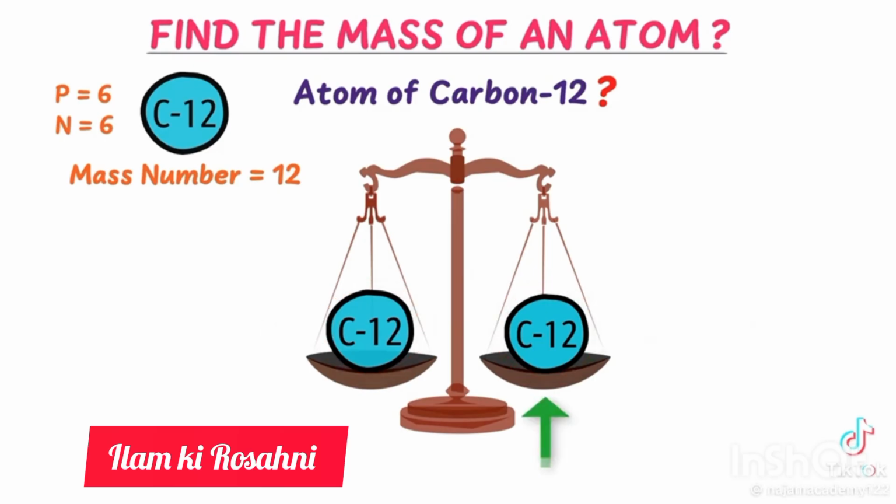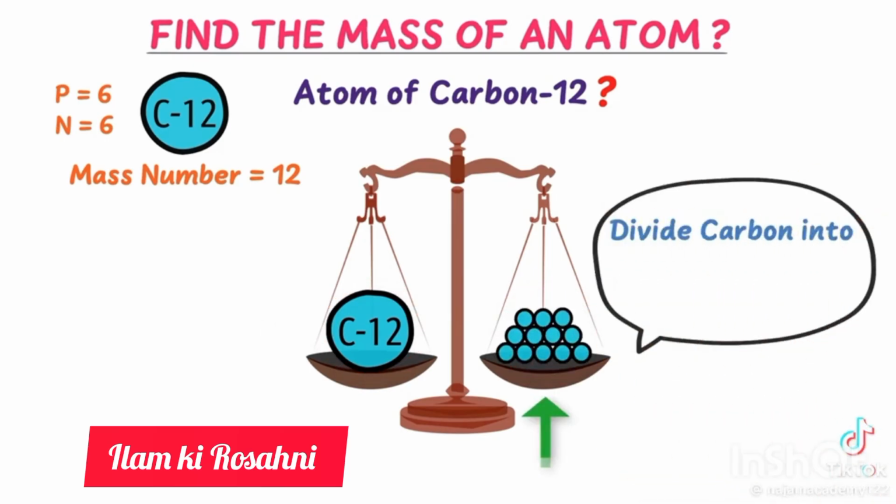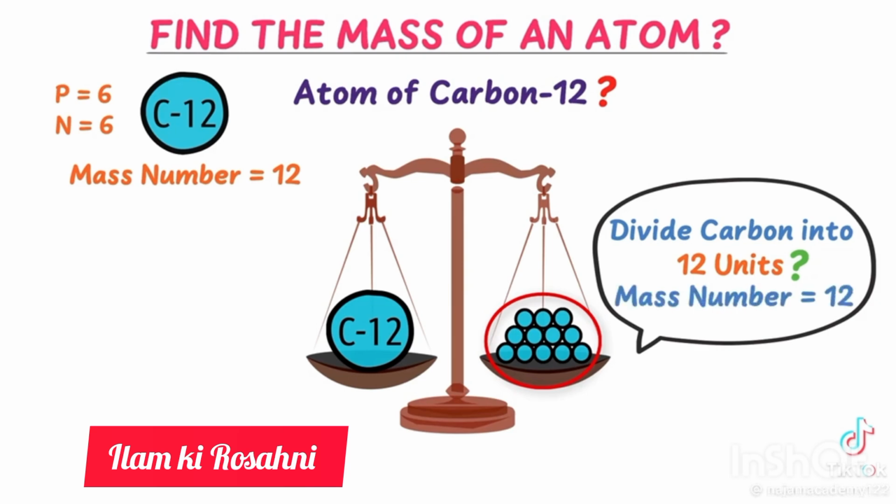Now consider that I cut or divide this carbon-12 atom into 12 equal parts or 12 equal units. Here, why am I dividing it into 12 units? Well, I divide carbon into 12 equal parts or units because its mass number is 12. Now let me again ask you, is the balance still in equilibrium? The answer is yes, because all these 12 units still make up a single carbon atom.